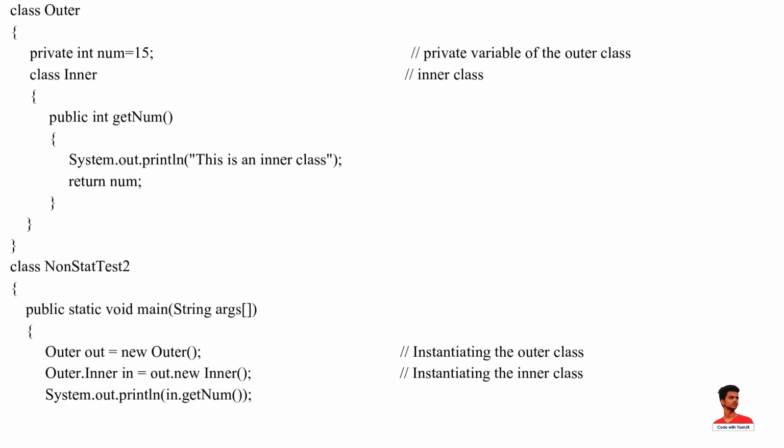Here you can see we have created a private field num. To access the private member, we created an inner class and returned the value of the private field. Since the inner class exists within the outer class, we must instantiate the outer class first in order to instantiate the inner class.